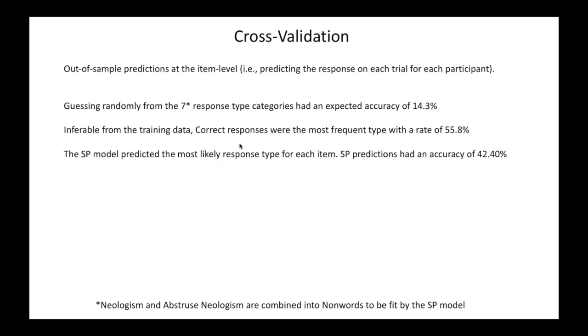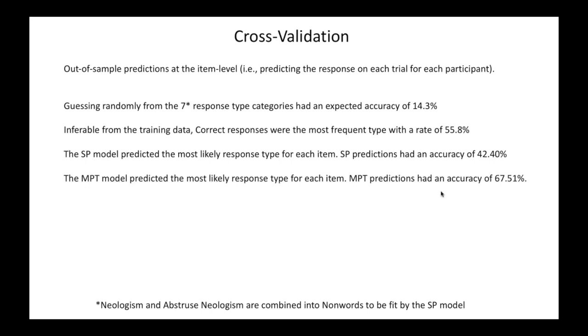So if we fit the model with the SP model and try to predict the most likely response type for each item, remember that the model has to predict the same response for all of the items. If correct is the most likely response for this person, it'll predict correct for all items. If non-words are most likely, that's what it'll predict. So it does better than random, but not as good as just guessing the mode. It's not designed to predict at the item level. It's pretty handicapped at this level.